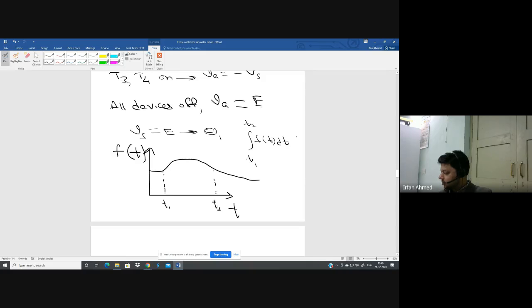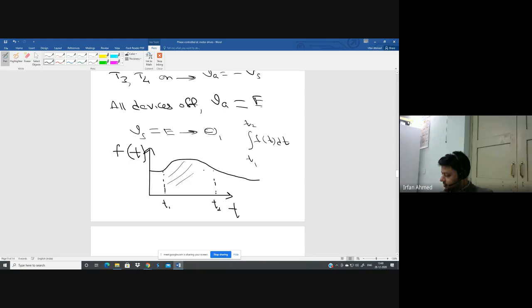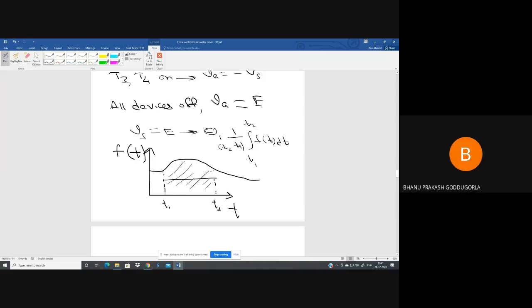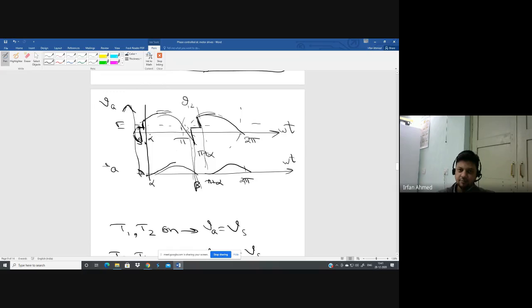What is this integral from t1 to t2 of f of t dt? It is the area under the curve. If you divide that area by the time period, t2 minus t1, then what you get is the average value of this function. Similarly, the average value of this armature voltage can be found over a cycle by integrating.